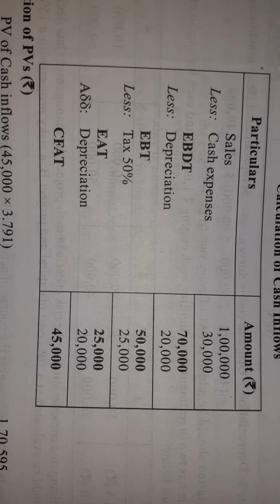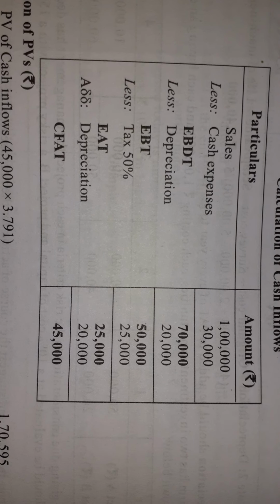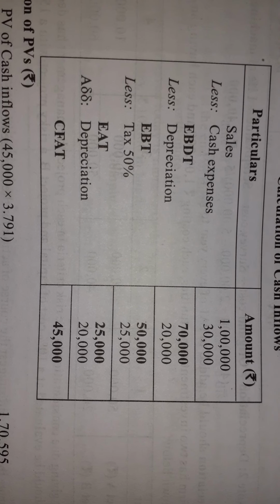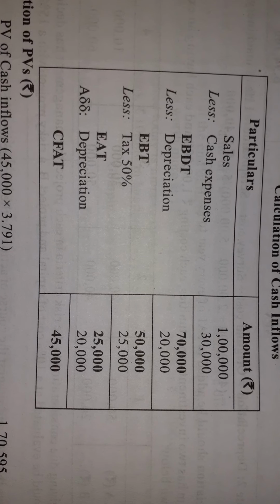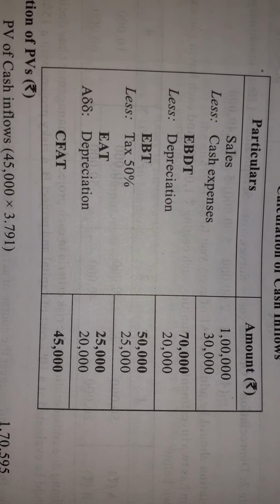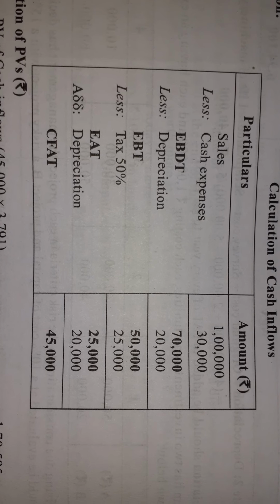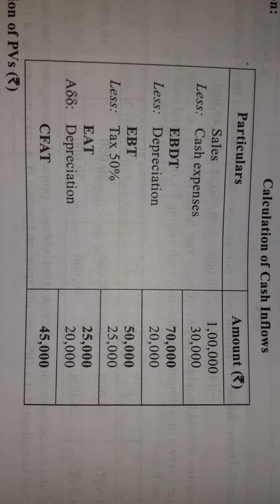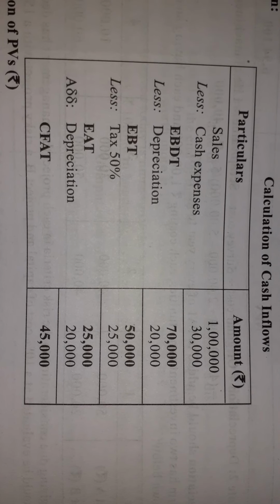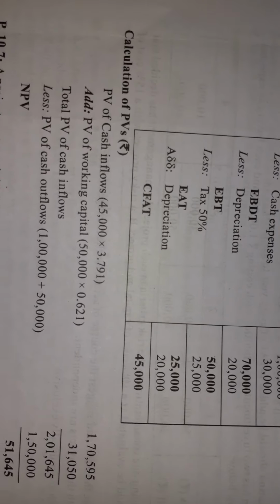So here you will add back the depreciation, right? Because depreciation is not a cash expense. That's why we deduct the depreciation to calculate the tax and then we add back the depreciation. So what is the cash flow after tax? The cash flow after tax is 45,000. That means every year the cash inflow is how much? 45,000.